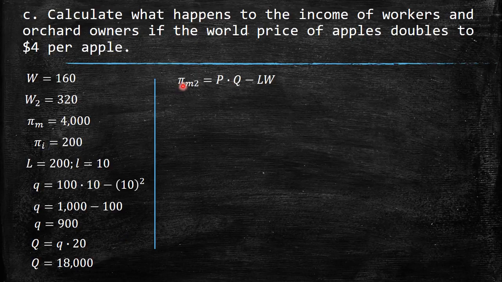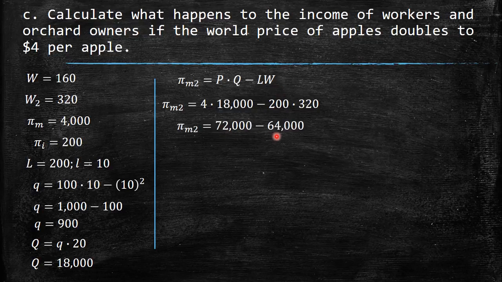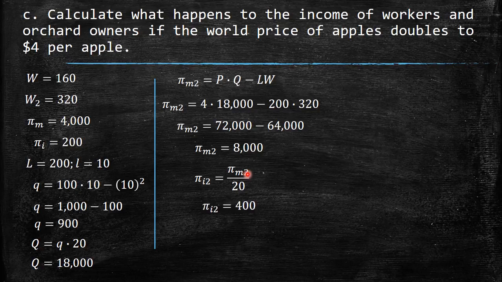Then the profits of the market, in the situation with this condition, we have 4 as the new price, then 18,000, which is the quantity, times 4, minus 300 times the wage, which is 320. Then we have 72,000 minus 64,000, and then the total profit of the market with these new prices is 8,000. It's double, the same as the wages. Then naturally, for situation 2, which represents the situation with the price equal to 4, it should be 8,000 over 20, and then we figure out that the profits for each orchard increase as well.